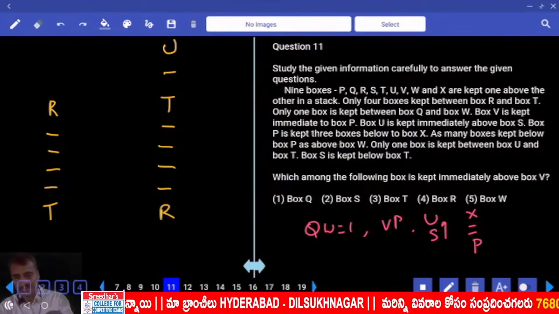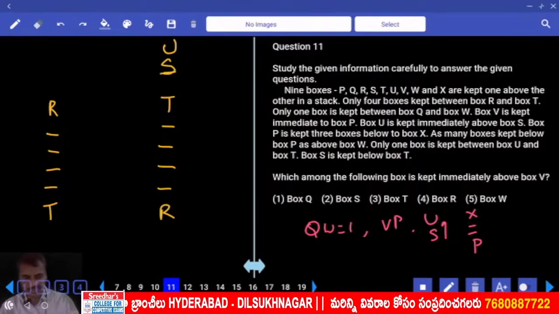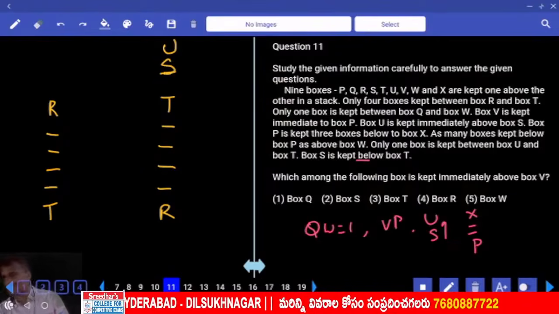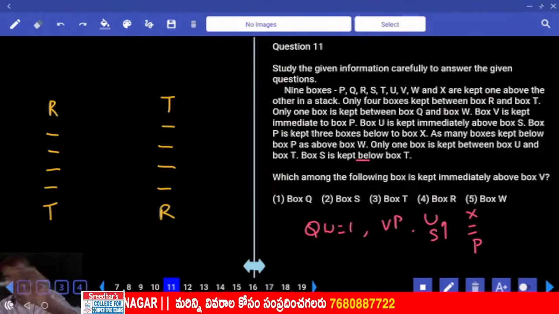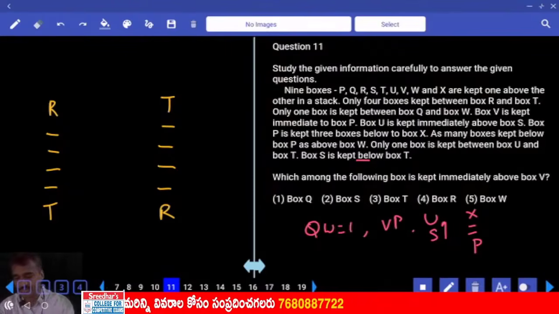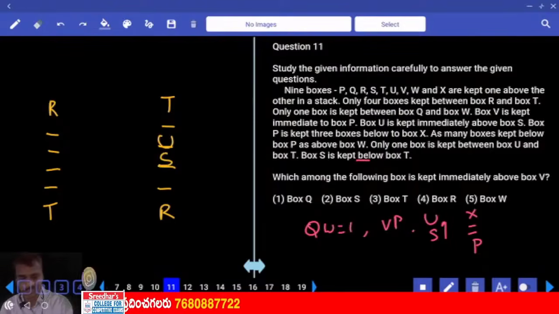If you have U here, then S will be here. If S is here, then S is kept below T, which is wrong. Hence you cannot have U above this T. As U cannot be above this T, now 1 between U and T. U is here, S is here.